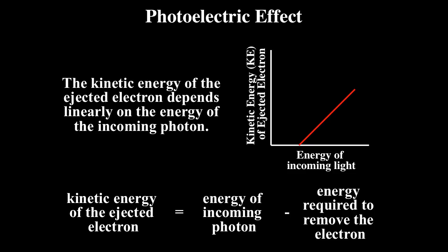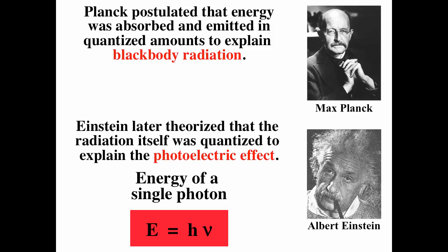And so it was Einstein who was able to explain this experiment by assuming light was composed of particles. Now, initially, Planck had postulated that energy was absorbed and emitted in quantized amounts to explain blackbody radiation, another experiment that could not be explained using classical ideas. Einstein extended this and said that energy itself was actually quantized. And he used that to explain the photoelectric effect. That's actually what he won his Nobel Prize for, the photoelectric effect. And so he came up with the energy of a single photon being equal to Planck's constant times frequency.